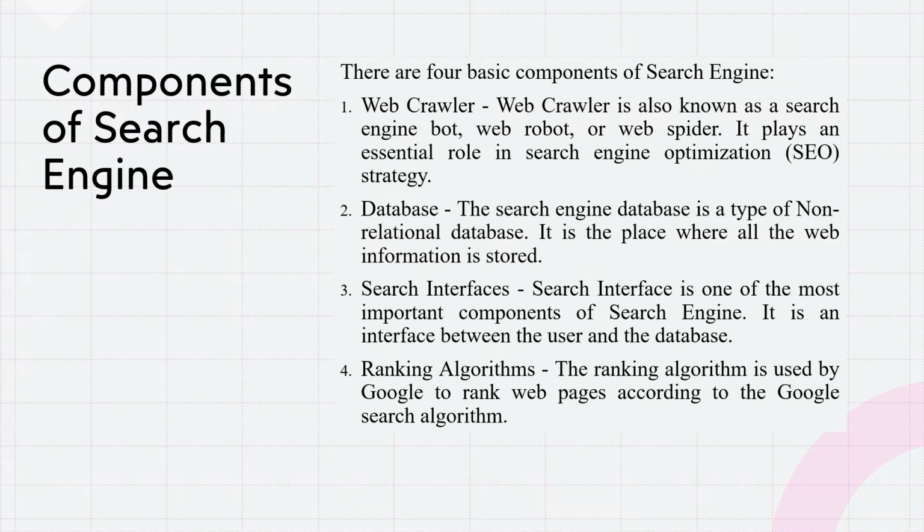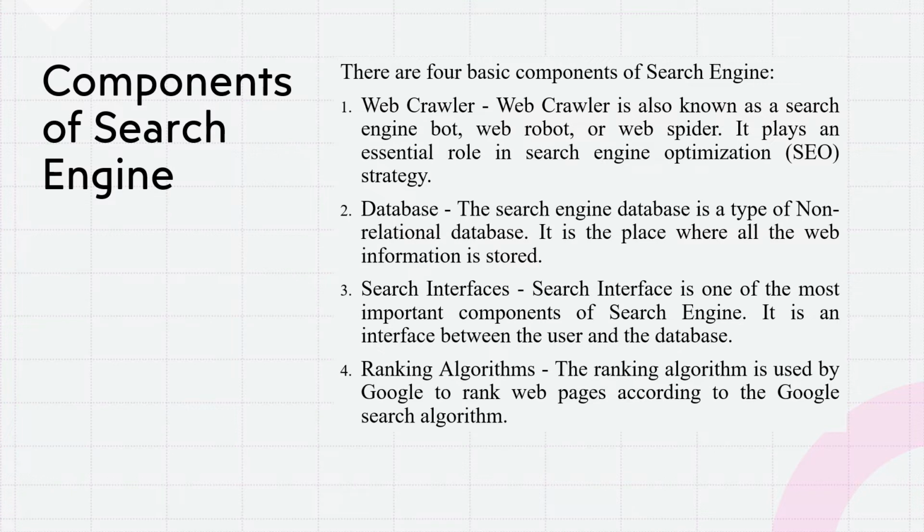Components of a search engine. There are four basic components of a search engine. First is the web crawler, which is also known as a search engine bot, web robot, or web spider. It plays an essential role in search engine optimization, also called SEO strategy. It is mainly a software component that traverses the web, then downloads and collects all the information over the internet. Web crawler features that can affect the search results include included pages, excluded pages, document types, and frequency of crawling.